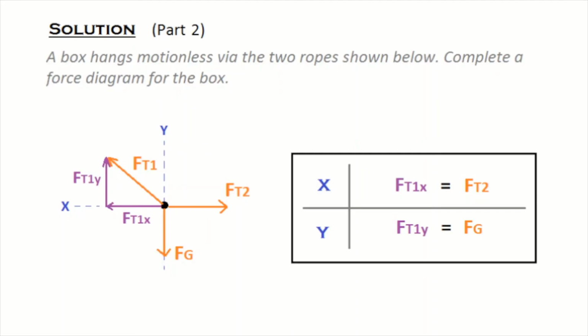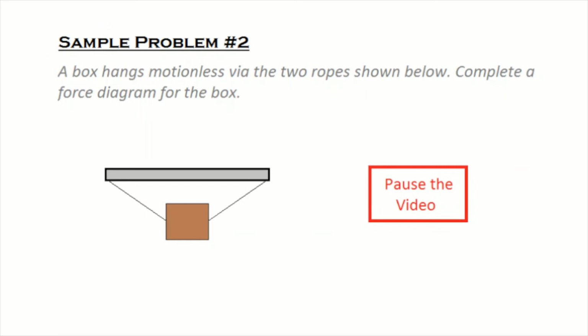From there, I use the components in my equations. I've got FT1x equal to FT2, and I've got FT1y equal to FG. Again, notice that FT1 itself does not appear in either equation. One more example, this one for you to try. First one we've seen with two angled ropes. See if you can complete a full force diagram. If you want to pause the video and run through it, I'll talk you through the steps here shortly.